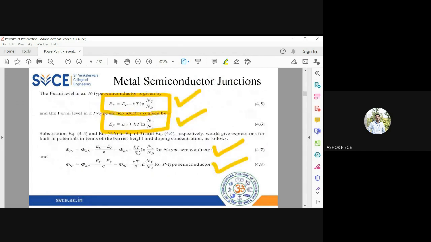And you know KT by Q is the thermal voltage Vt. Okay, KT by Q is Vt. So I can replace this KT by Q by the thermal voltage Vt if required. So phi 1n will be equal to phi bn minus Vt ln Nc by Nd. Phi 1p equal to phi bp minus Vt ln Nv by Na. So these two are the equations we get for the built-in barrier potential for n-type and p-type semiconductor in a metal semiconductor junction.